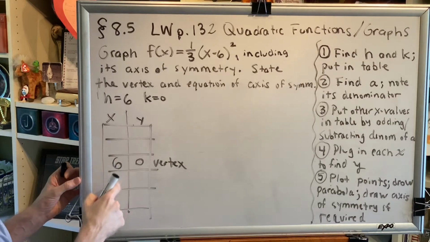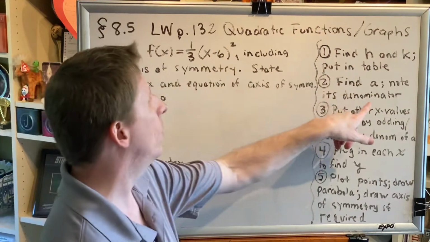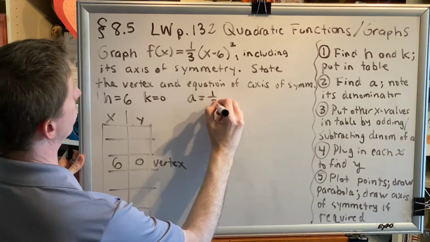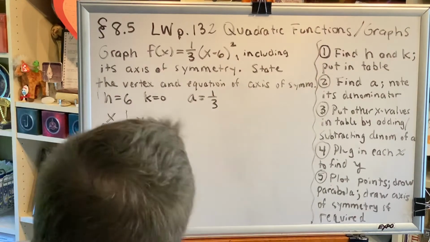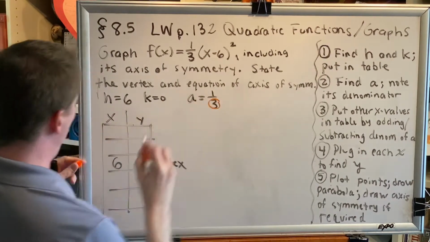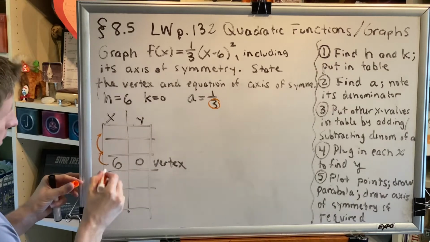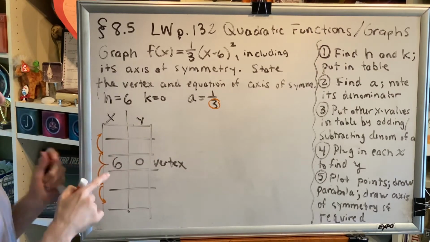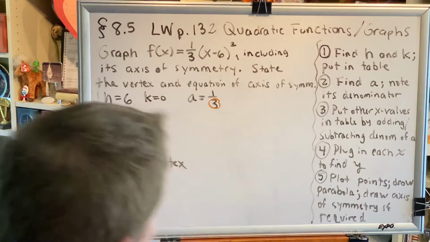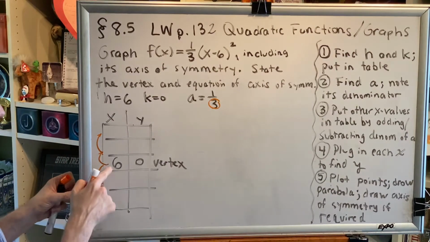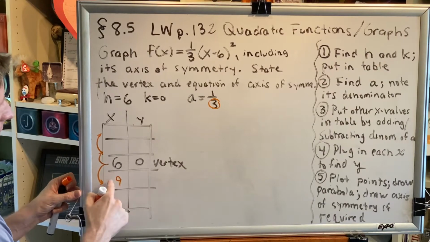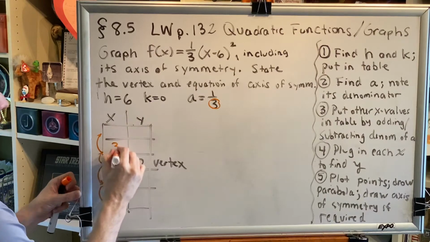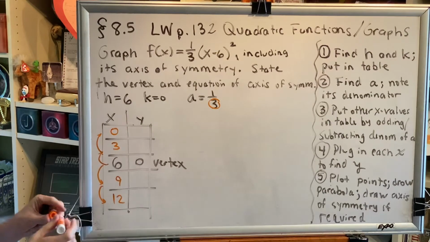Now, to find the other x values that we're going to use, we need to find a and note its denominator. A in this problem is 1/3, and the denominator is 3. So we are going to use the number 3. We're going to add and subtract 3 from this x value, which happens to be 6, to find the other x values that we will use to graph our parabola. So 6 plus 3 is 9, plus 3 again is 12. Going the other way, 6 minus 3 is 3, and 3 minus 3 is 0.